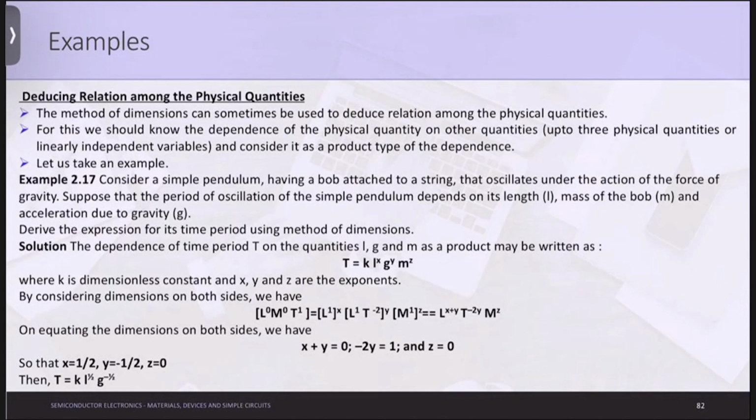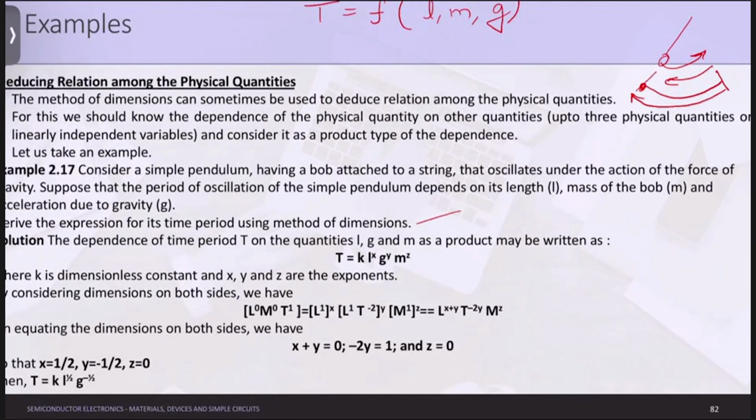Suppose that the period of oscillation, so this is how it is oscillating. It's going there, it's going here. So suppose that the period of oscillation of the simple pendulum depends on length L, mass M, and acceleration due to gravity g. So basically, the time required for movement from this location to this, and again moving forward to here, is the time period. They are saying that this time period T is a function of length L, mass M, and acceleration due to gravity g. So derive the expression for its time period using the method of dimensions.